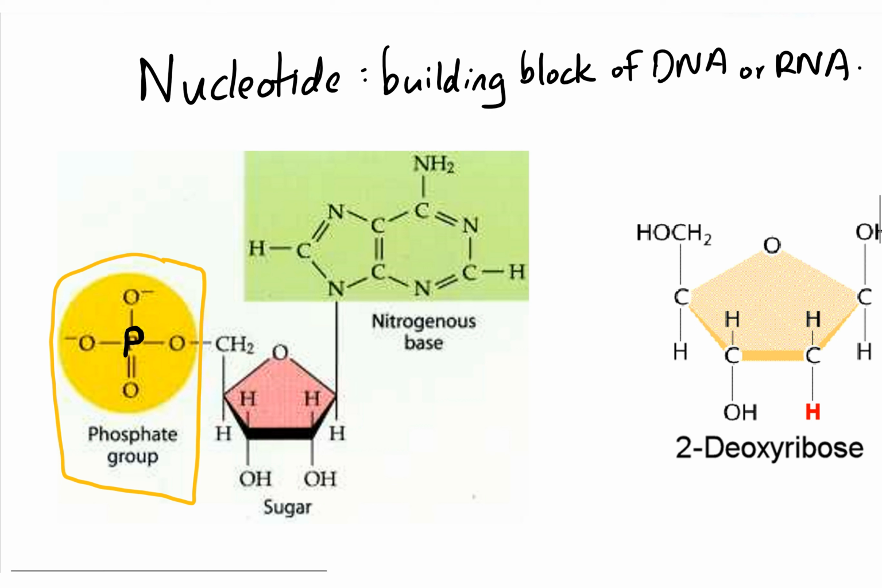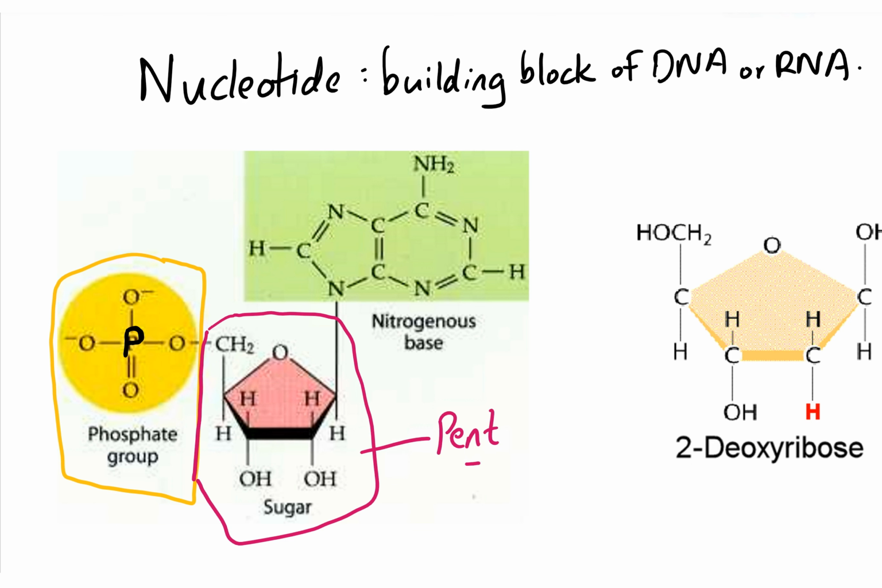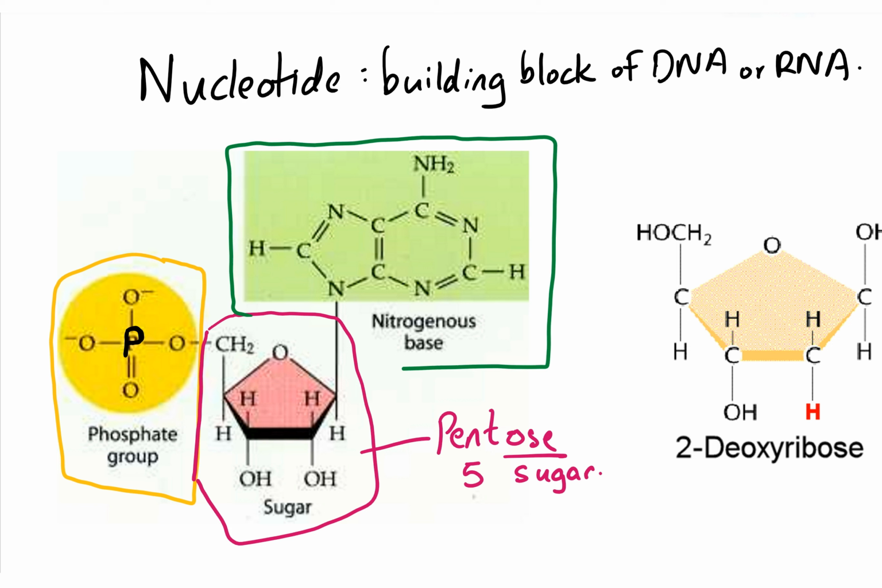And then there's a sugar here. We call this the pentose sugar because it has 5 carbons in it. Pent means 5, ose represents sugar. And the third group that you can find in the nucleotide, which contributes to the significant unique feature of DNA, is this nitrogenous base. It's called nitrogenous because you can actually find nitrogen in here, right? You can see all these N's in these bases.